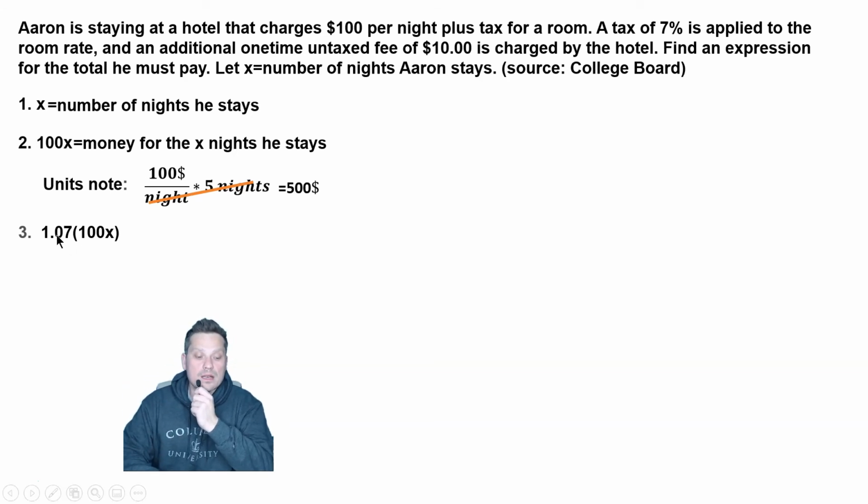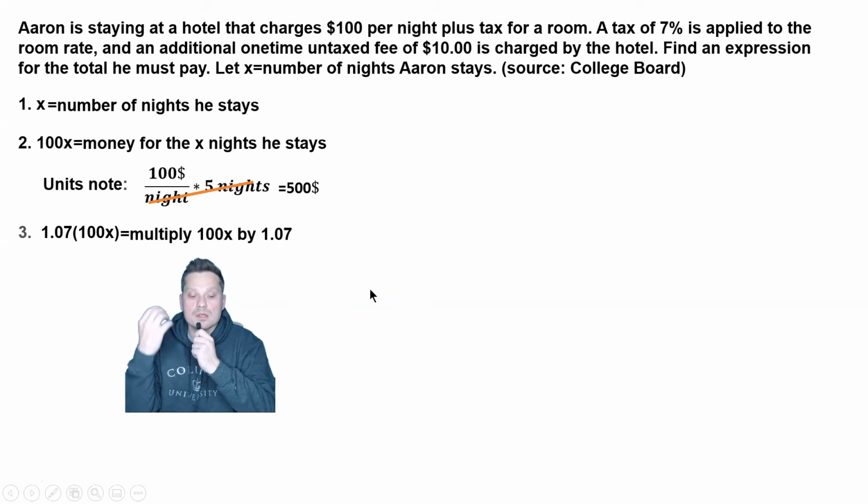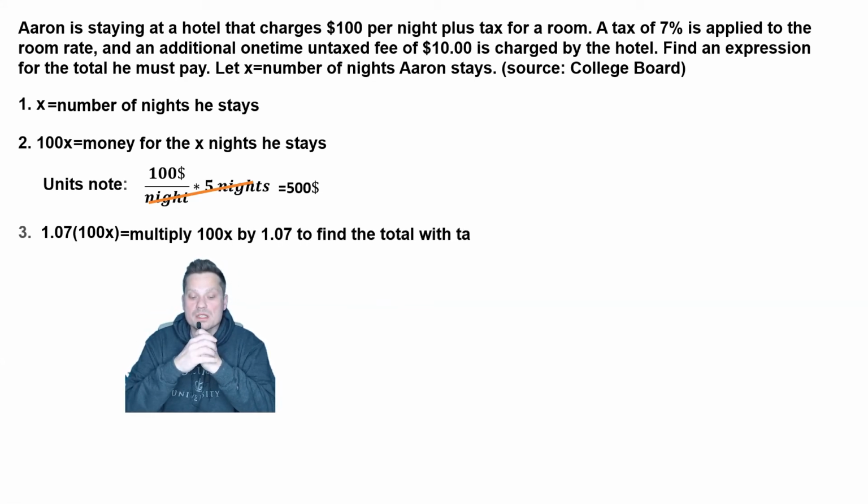So this part after the decimal, 0.07, represents the tax, and the whole quantity then represents the following. If you were to spell this out in English, it would be multiply 100x by 1.07 to find the total with the tax included. So that's the taxed portion taken care of. Now there's one more piece of information up here.